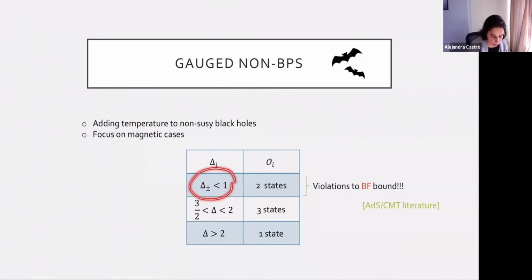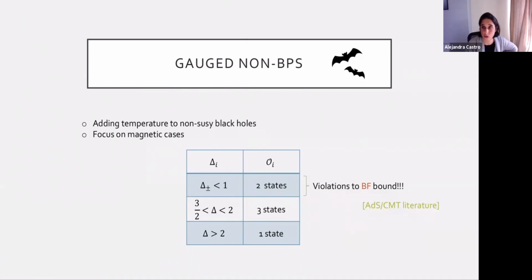But what happens here as well is that you also have two states that, not too surprisingly, violate the BF bound. So these actually become unstable. So a difference between the BPS and the non-BPS case in the gauge theory is that you have violations of the BF bound. If you are someone that works in AdS CMT, you would not be too surprised by this statement. It rings a bell.